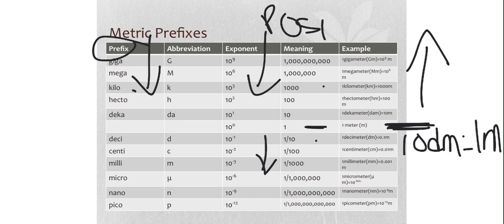Like I said, this 1 here with no prefix indicates we have 1. We are going away from that in either the positive or negative direction. On the next slide, I have some practice stuff. This video is going to be very short. We will spend time in class doing this.